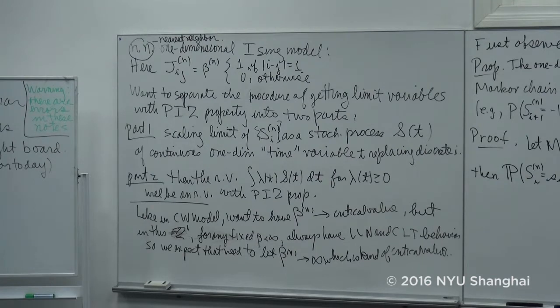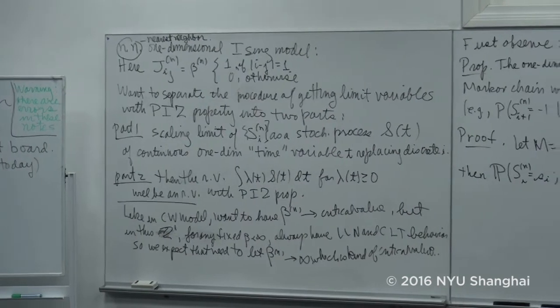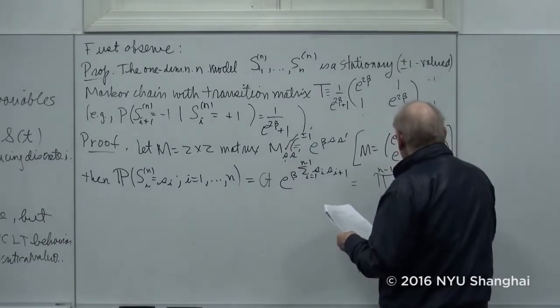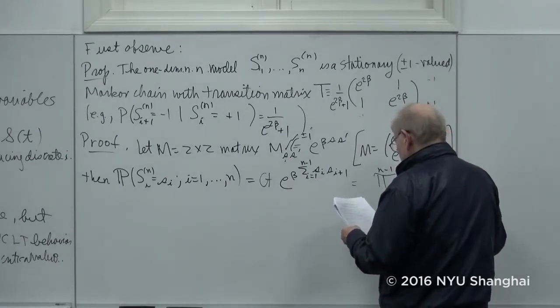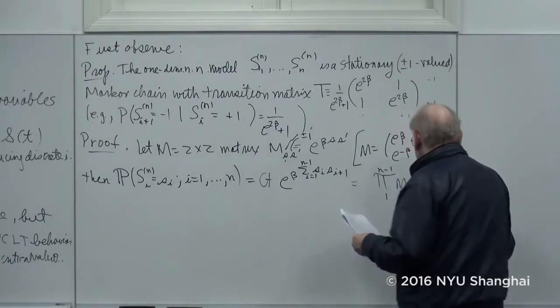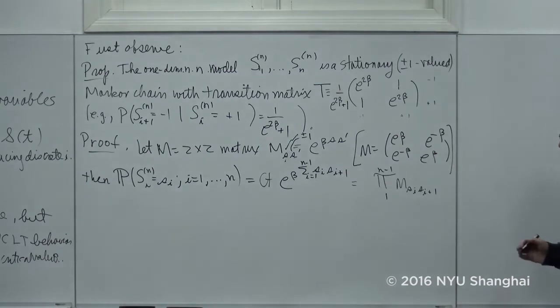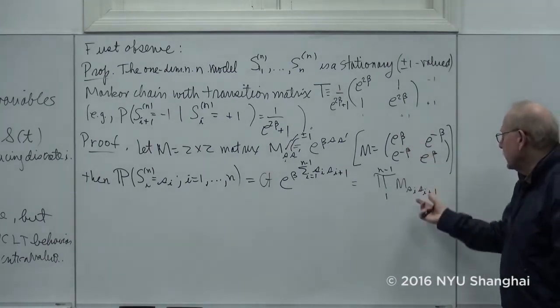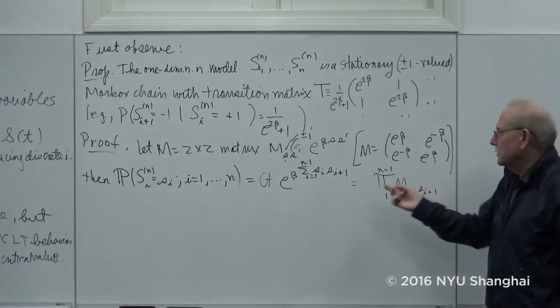Okay. Well, but I can rewrite this in terms of this matrix. This is just the product from 1 to n minus 1 of these matrix elements. So if these are the same, you get e to the beta. If these are different, you get e to the minus beta. That's the same as this.